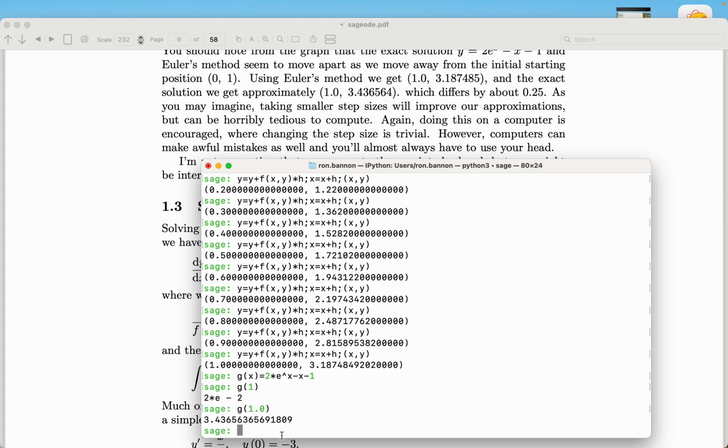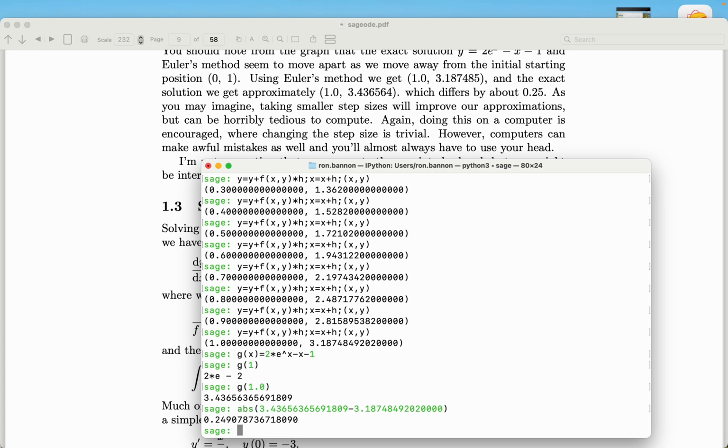How much does it differ? Well, I'm going to just copy paste. I'm going to look at this. I'm going to type in absolute value, that number minus this number over here. And what do I get? I get, roughly, that's a pretty big spread, by the way, roughly 0.25, all right?